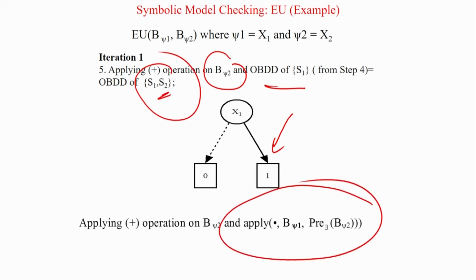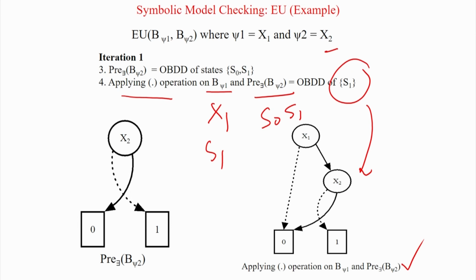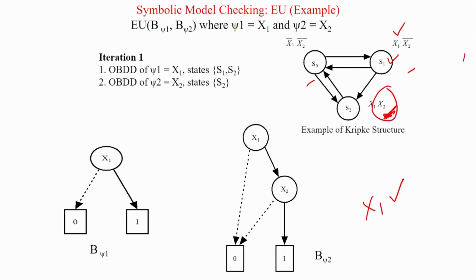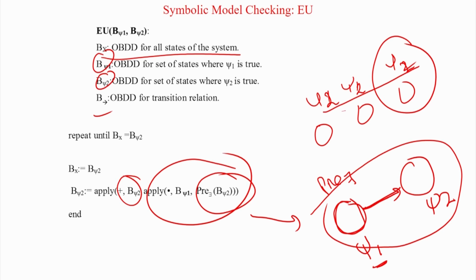So, now what have we got? In this iteration we have got S 1 and S 2. We have got S 1 by virtue of the fact that here psi 1 is true and in the next state psi 2 is true. That is, by this part of the formula we have got this one.